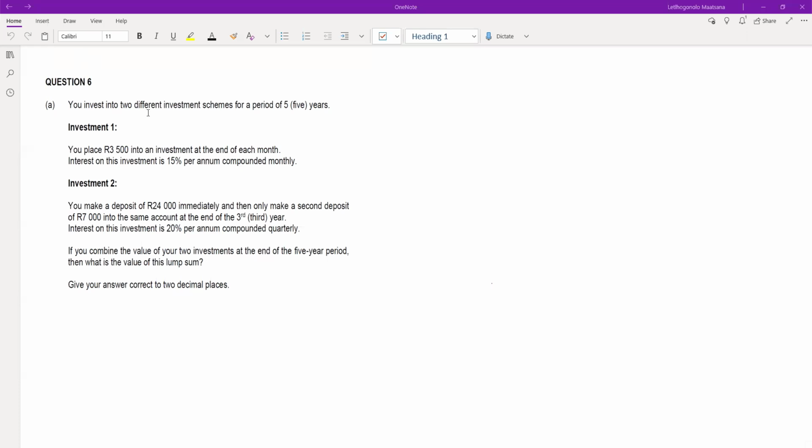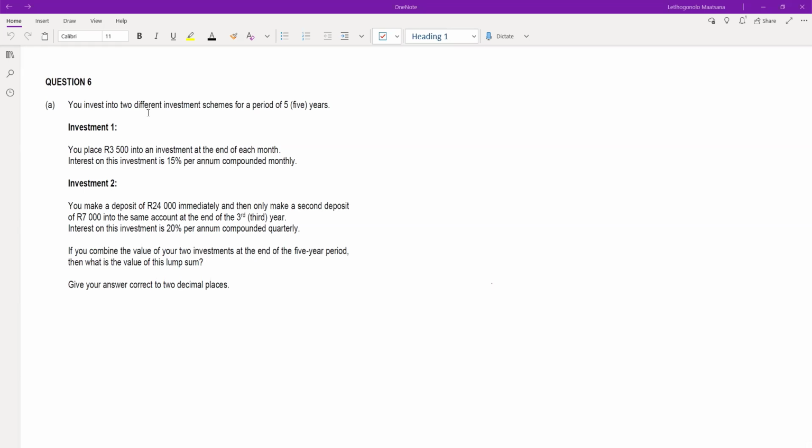Investment 2, you make a deposit of 24,000 immediately and then only make a second deposit of 7,000 into the same account at the end of the third year. Interest on this investment is 20% per annum compounded quarterly.